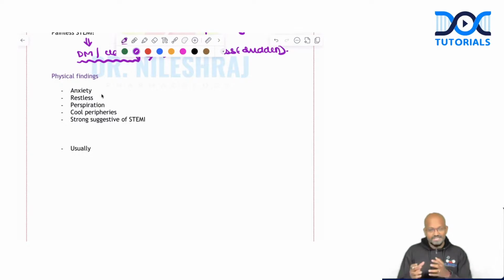Now let's look into the physical findings, guys. Of course, there will be anxiety. We have discussed that already. Restlessness, persons might land up in perspiration, cool peripheries. Because of intense sweating, the peripheries are going to be extremely cool.